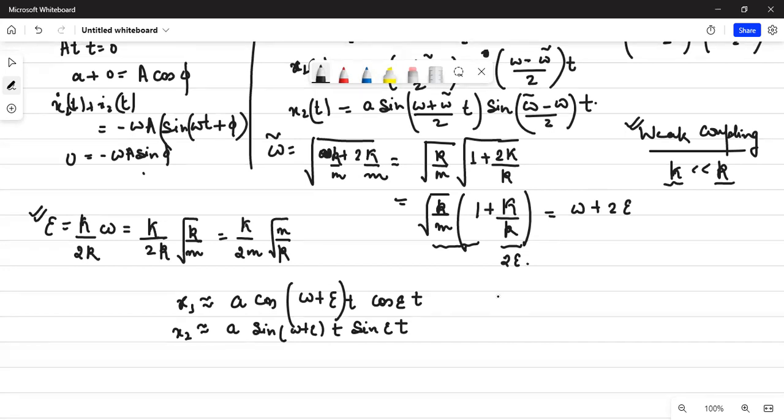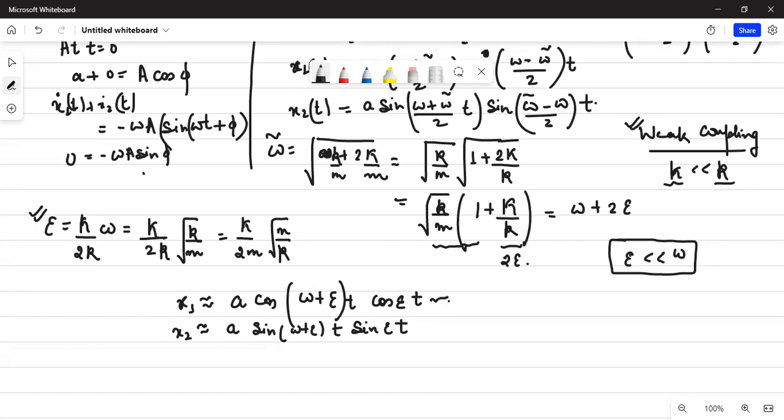So we already know that we are talking of weak coupling. So your kappa would be less than k, and this epsilon in that case would be very, very much less than omega also. Is that clear or not? Okay, thank you. So in this particular limit, if this is very, very small, this epsilon is very small as compared to omega.